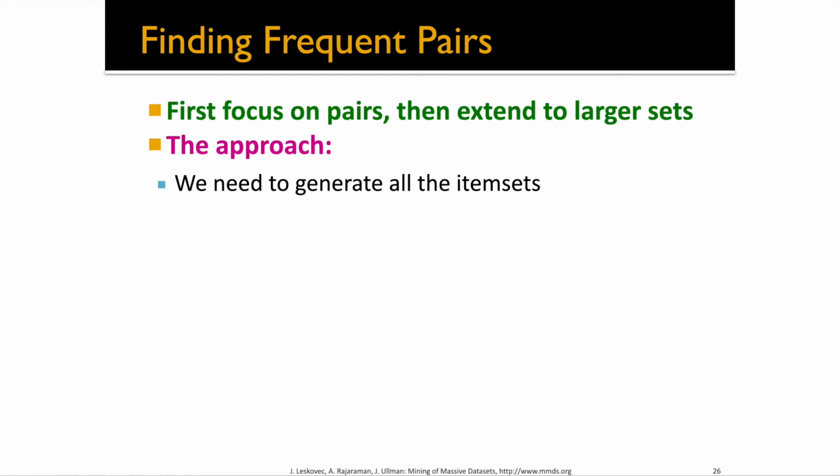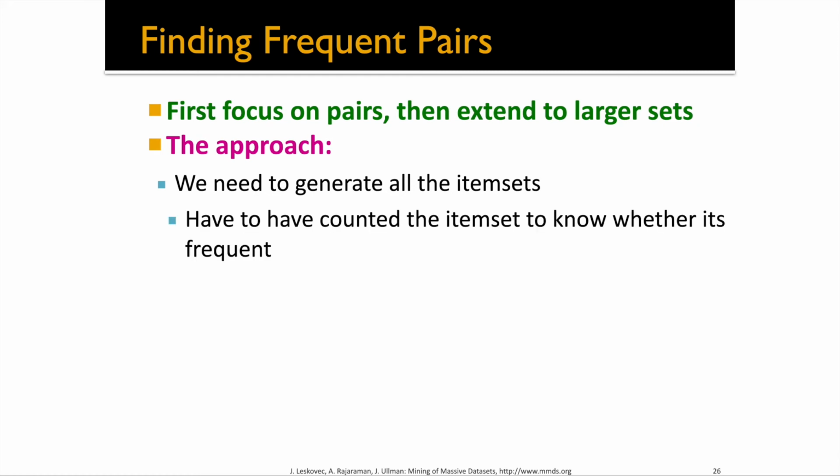So first, how do we find these frequent pairs? We need to generate all the item sets of size 2. Now we have to do that because we have to count all these item sets. And if we haven't counted an item set, then we can't know whether it's frequent or not. You can think about this in terms of algorithms for sorting, or finding the max of a number in a set. You have to visit every single item in the set to at least see where it goes at some point.